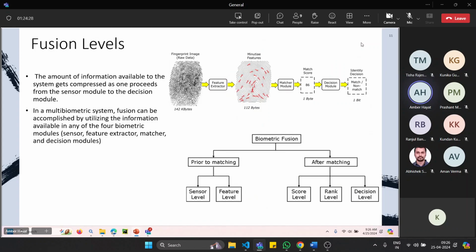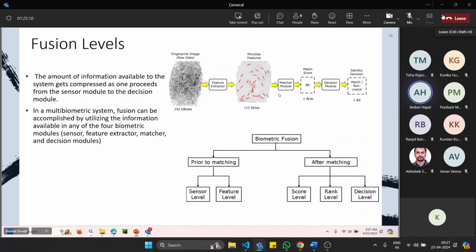Next one is the fusion levels. Fusion defines how we will combine all the data. In the fusion levels, the amount of information available to the system gets reduced when you proceed further in a system. At the starting, for example, if we talk about fingerprint, when you take the fingerprint image, it is like 42 kilobytes of data here. Then you will extract the features from this image. After extracting features, all the minutiae will be extracted. Once the minutiae are extracted, it reduces to 112 bytes, for example.